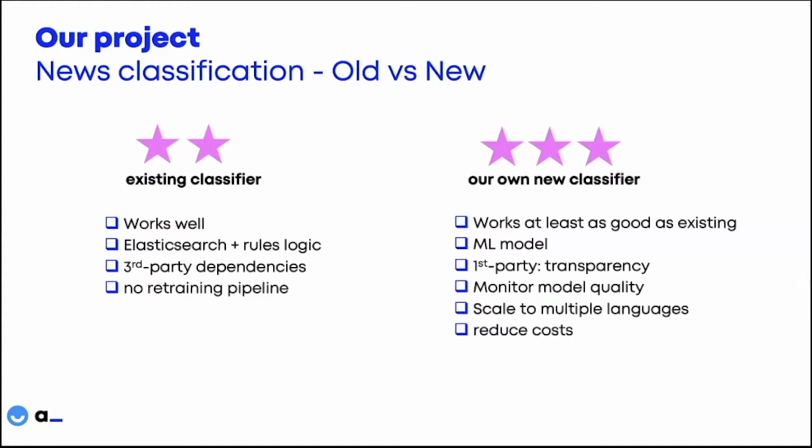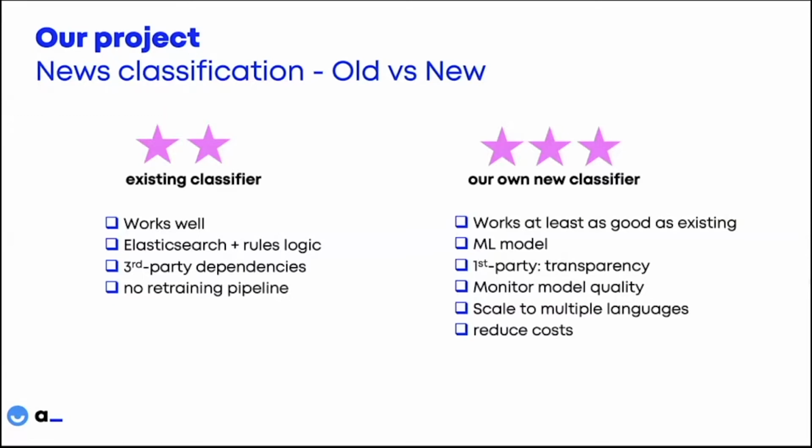So what was our project about? News classification existed since the beginning of Upday. It was needed for this automatic part. So we had a classifier that actually works well. It's based on Elasticsearch with some business rules applied on top. It is, though, a dependency from a third-party company, and it doesn't have a retraining pipeline. So we wanted a new classifier.